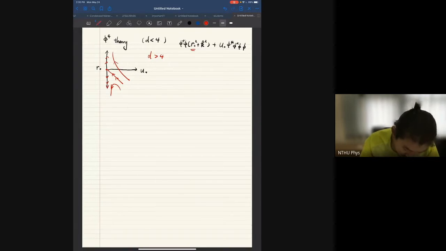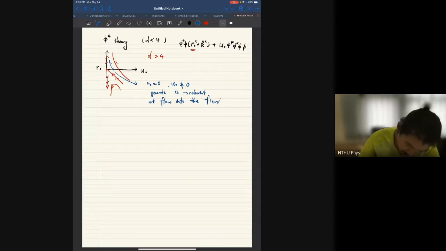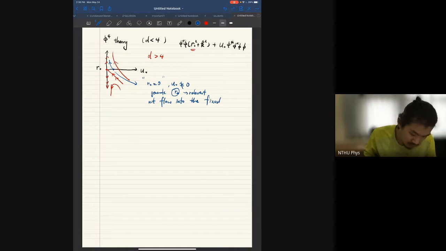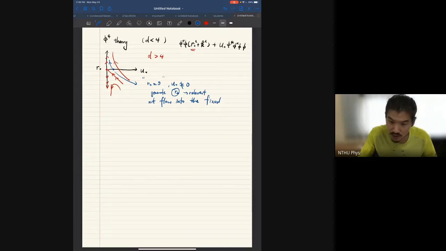Okay, but something very interesting is, let's start at a point where r0 is vanishing. Suppose we start at this point, where r0 is 0, but u0 is not 0. You still know it will keep generating r0, and since r0 is relevant, it will flow away from the fixed point. It does not flow into the fixed point. So this is something very interesting. Even if you start at a theory which has 0 mass, you can still generate a mass term from the RG analysis. Okay.